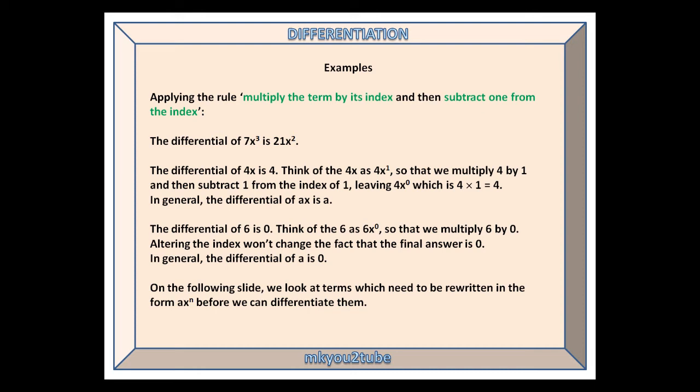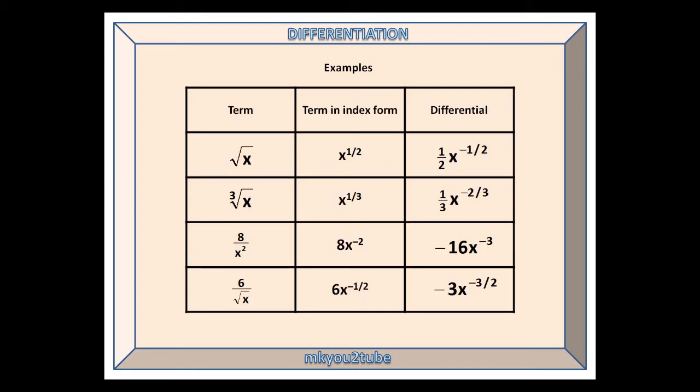On the following slide, we look at terms which need to be rewritten in the form ax to the n before we can differentiate them. The square root of x is x to the half, and the cube root of x is x to the third. 8 over x squared is the same as 8x to the minus 2, and 6 over root x is the same as 6x to the minus a half. Once each term is written in index notation, we can apply the rule.